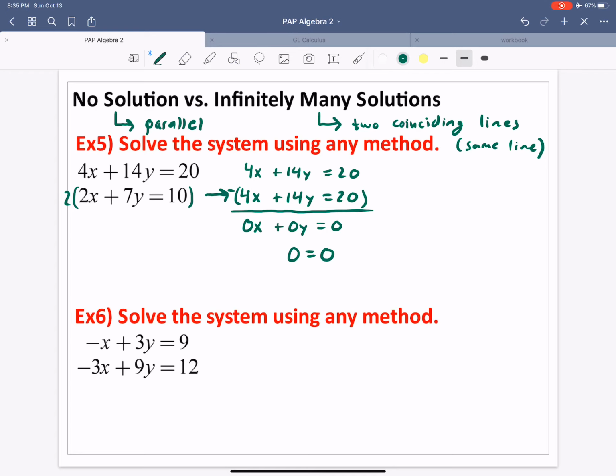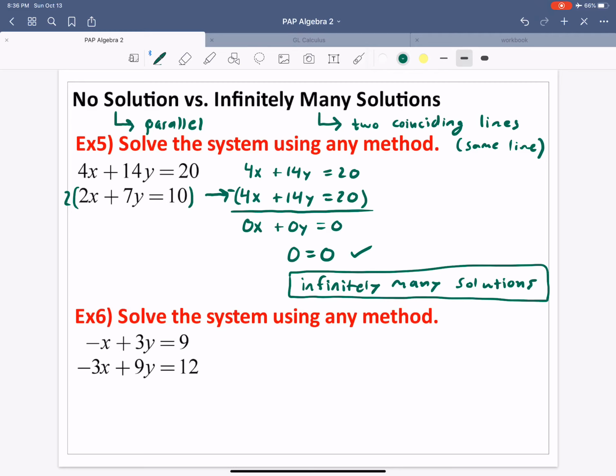Whenever you get the conclusion that 0 equals 0, that is always true. 0 always equals 0. So that's the signal. That's the clue. That's how you know that you make the conclusion that this system has infinitely many solutions. Again, you make the conclusion that it's infinitely many solutions if when you do elimination or substitution, you get everything to cancel out and you get 0 equals 0. That's the signal that it's infinitely many solutions.